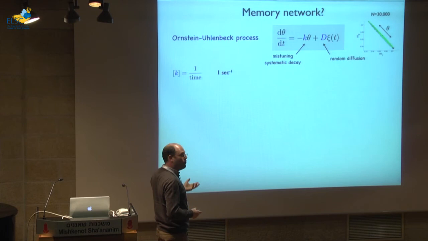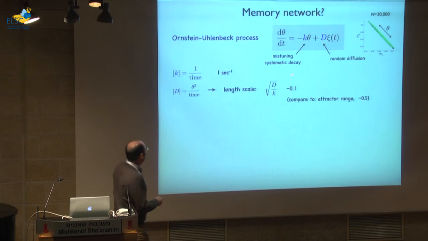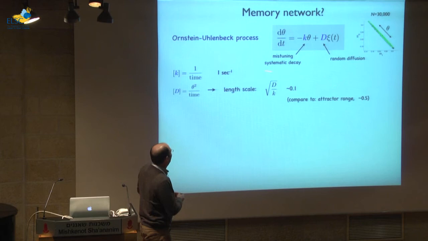Okay, so this is the deterministic part of the dynamics, but there's also diffusion. Now, what is the length over which the state of the network diffuses at the time scale set by k, 1 second? It's 1 over the square root of D over k. And in this case, it turns out to be 0.1.